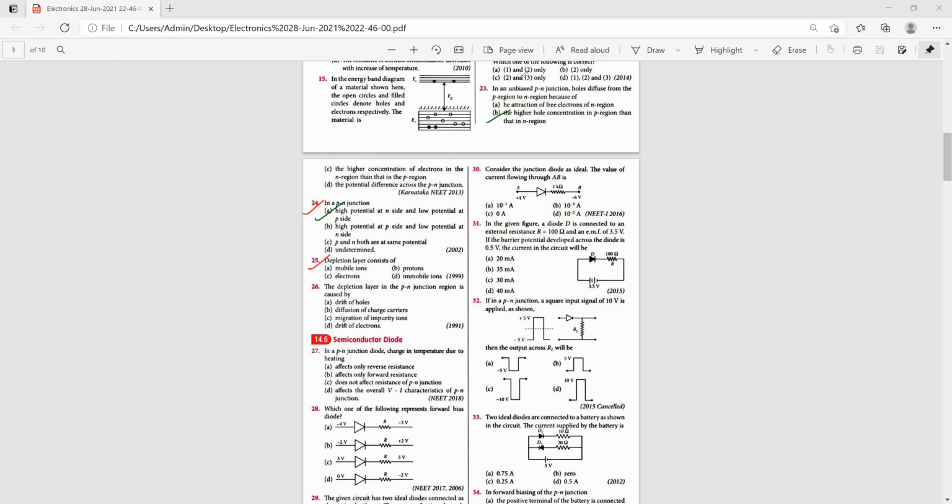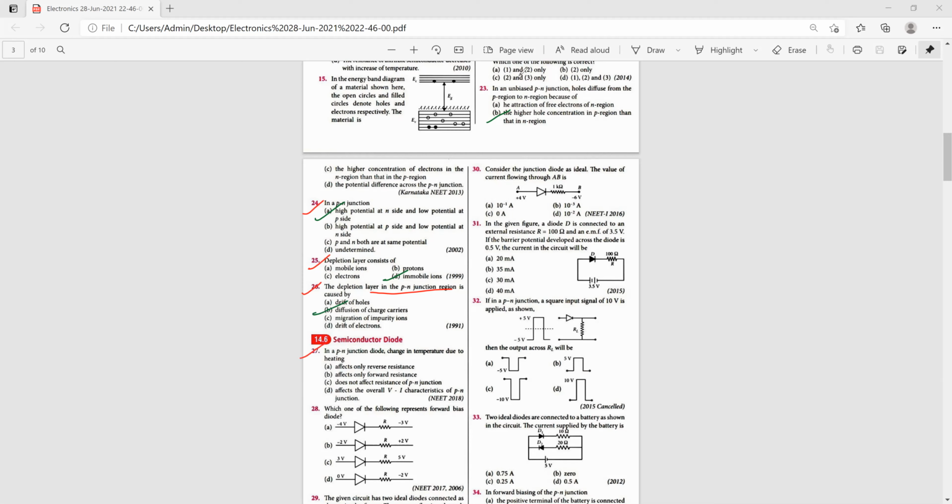25th, the depletion layer consists of mobile ions, protons, electrons, or immobile ions. So here, the depletion layer consists of immobile ions. 26th, the depletion layer in a PN junction region is caused by drift of holes, diffusion of charge carriers, migration of impurity ions, or drift of electrons. The depletion layer in a PN junction region is caused by diffusion of charge carriers. Therefore, this one is the right answer.